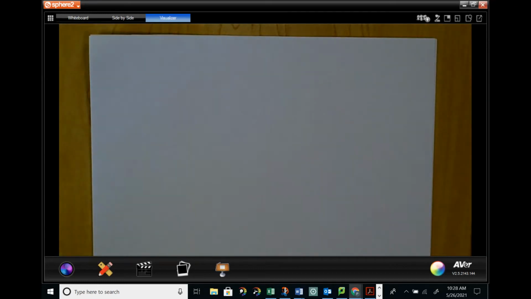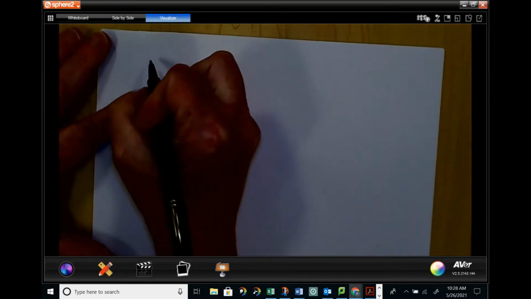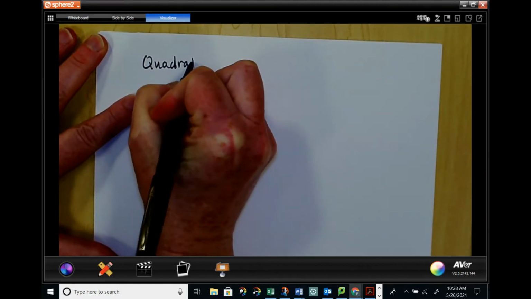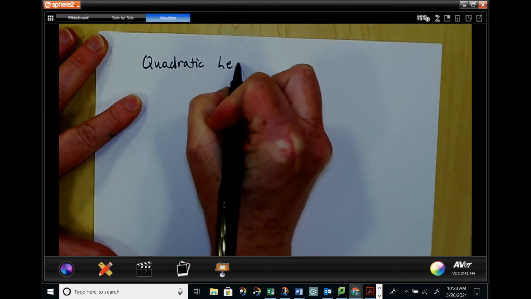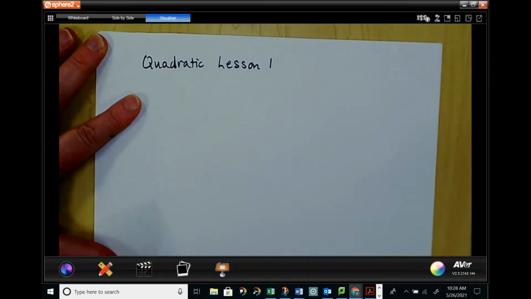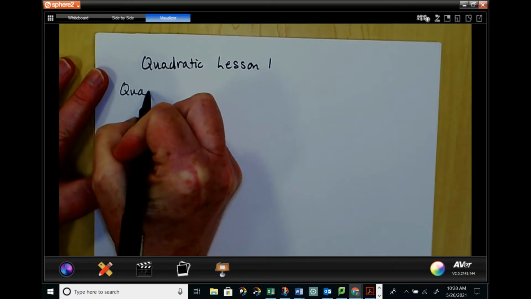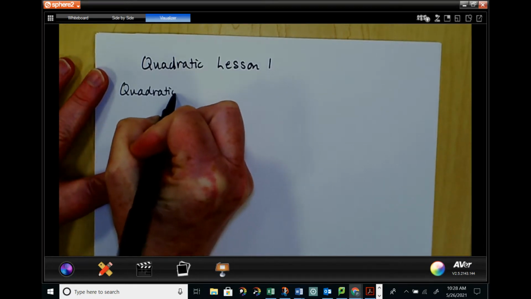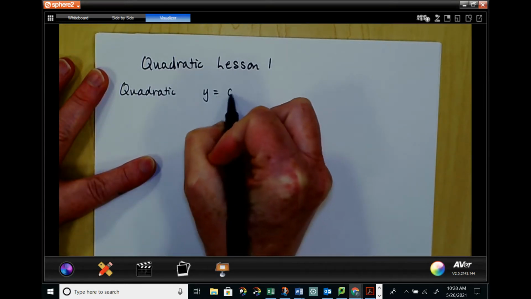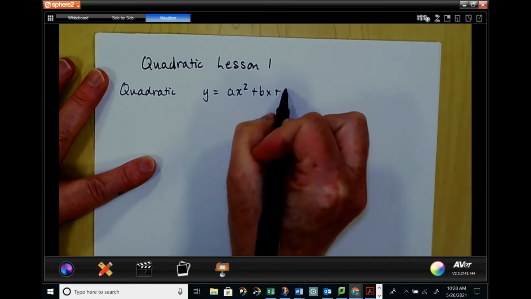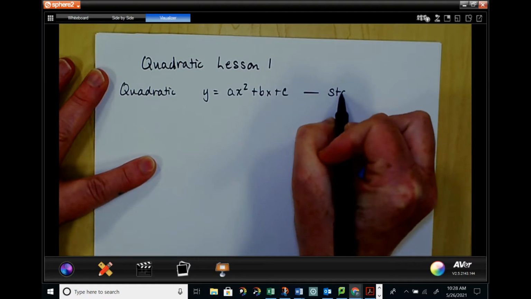Okay, so for this very first lesson, we are going to study quadratics. Lesson 1. Basically, the definition of a quadratic is an equation of the form y equals ax squared plus bx plus c. This is what we call standard form.